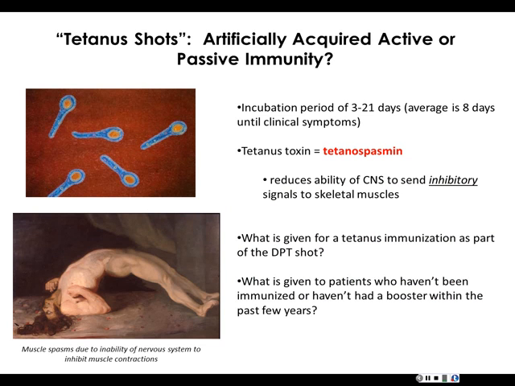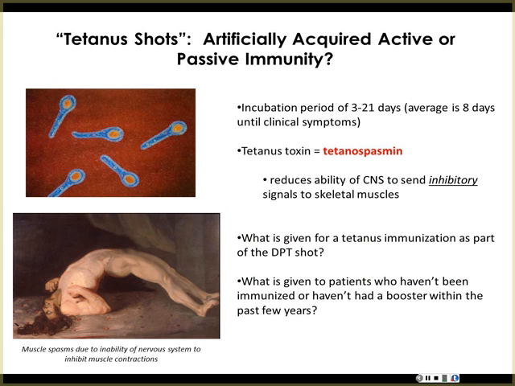Okay, so when we hear this term tetanus shot, there are different kinds of tetanus shots. Some of these are traditional vaccinations that lead to artificially acquired active immunity. So your own immune system gets stimulated, you develop immunity. And other tetanus shots are passive immunizations.